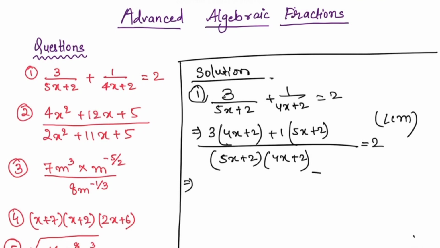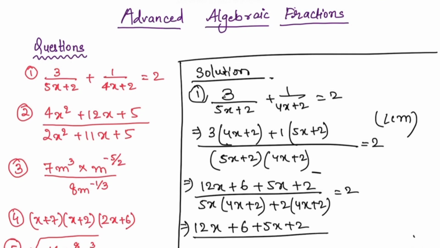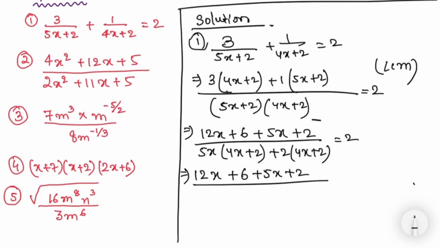Then we'll solve the numerator first. So it will be 12x plus 6 plus 5x plus 2 over. Now we'll solve the denominator. So it will be 5x plus 2 with 4x plus 2 equals 2. Okay. Now it will become 12x plus 6 plus 5x plus 2 over 5x times 4x will be 20x square plus 10x plus 8x plus 4 equals 2.